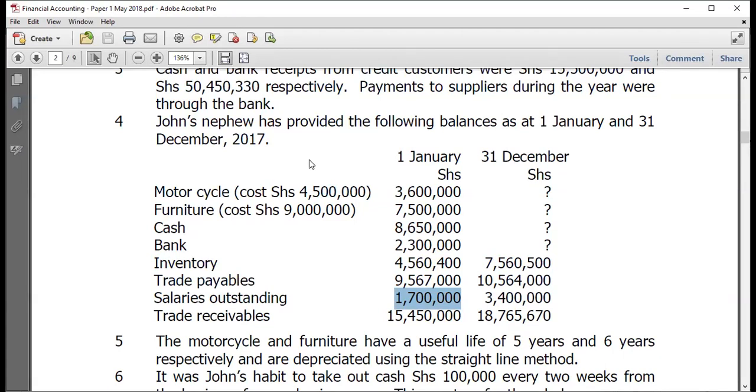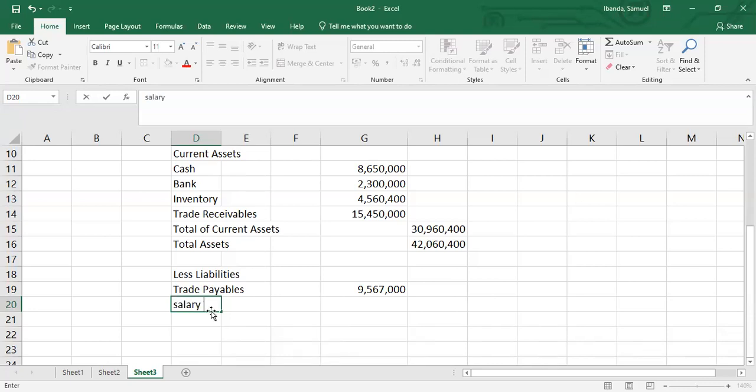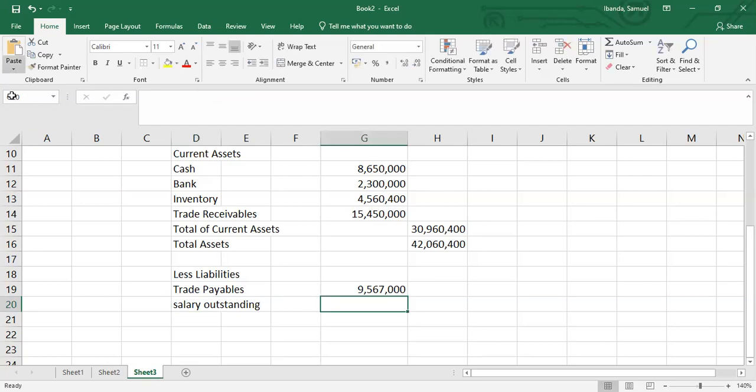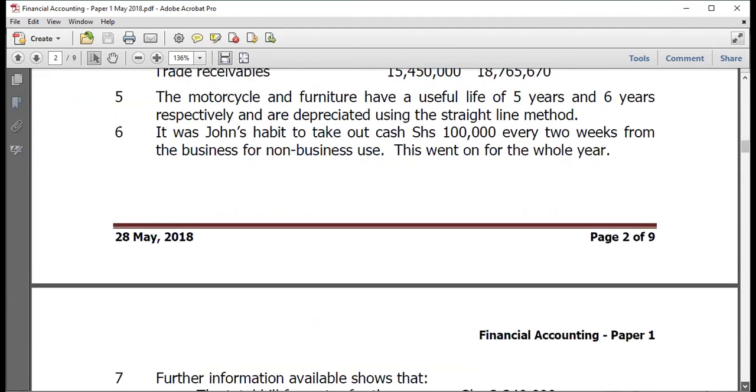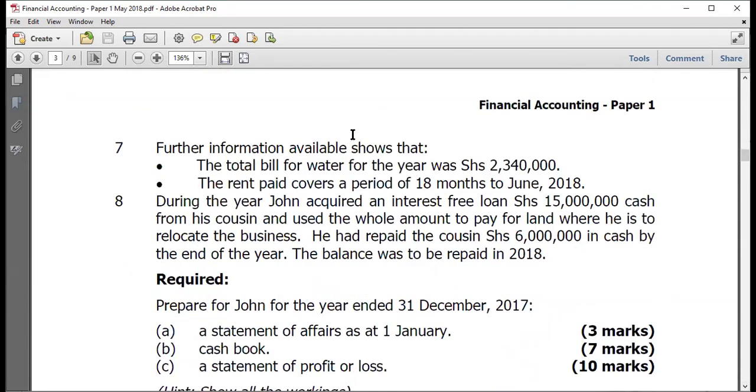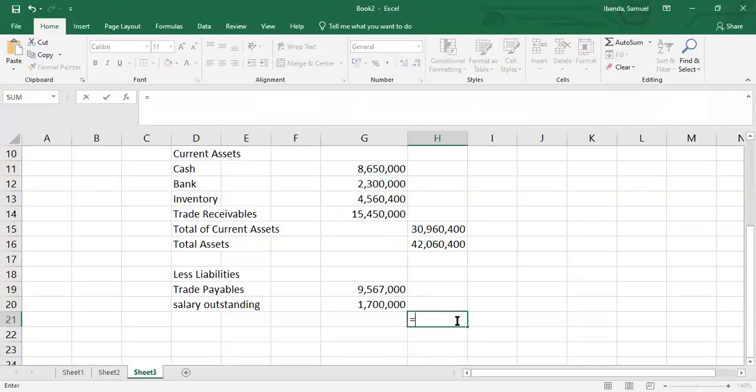So salary outstanding is that. And then I think that is all that we see for liabilities. I don't see any other, okay? Definitely if there was any other, they would have included it. But all the information within the additional information basically happened within the year and at the year end, okay? So if we are trying to look for information that happened only at the start of the year, we can only get it from the balances.